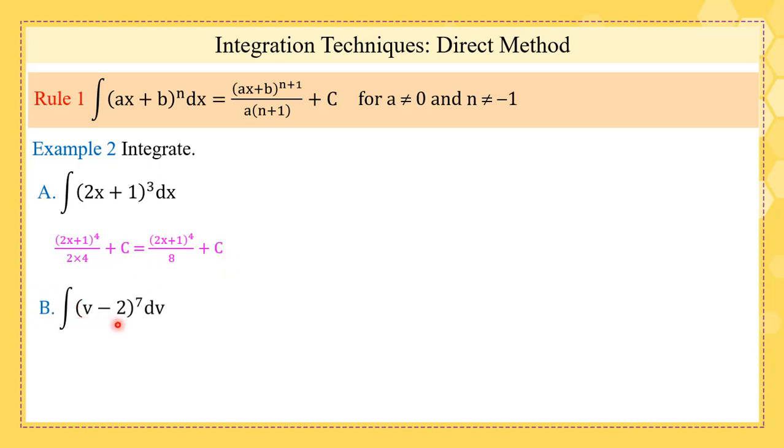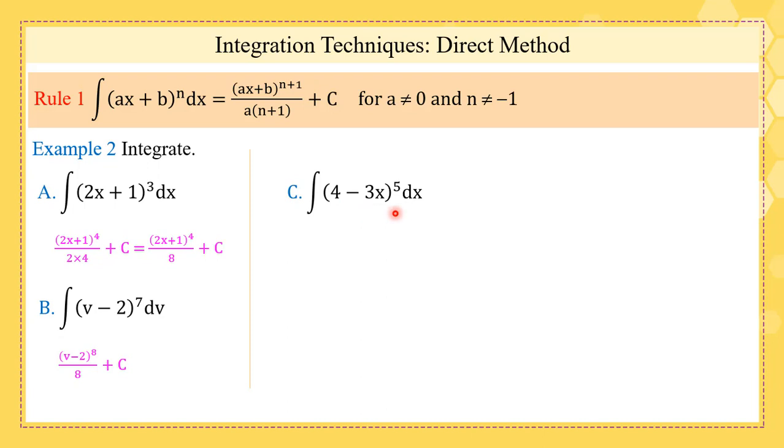The integral of (v minus 2) to the power 7 dv. Now we apply the rule, then we get (v minus 2) to the power 7 plus 1, over the coefficient of v, which is 1, times (7 plus 1). Then we get (v minus 2) to the power 8 over 8 plus c.